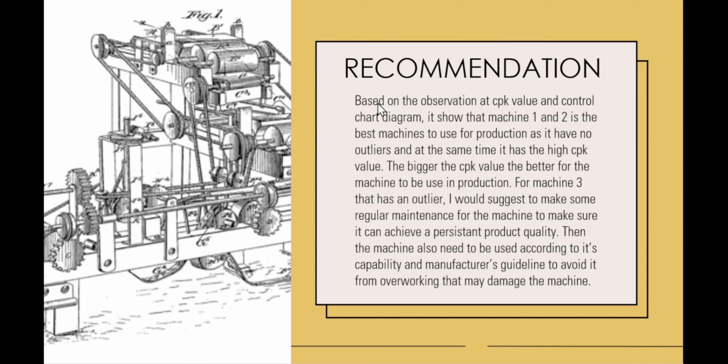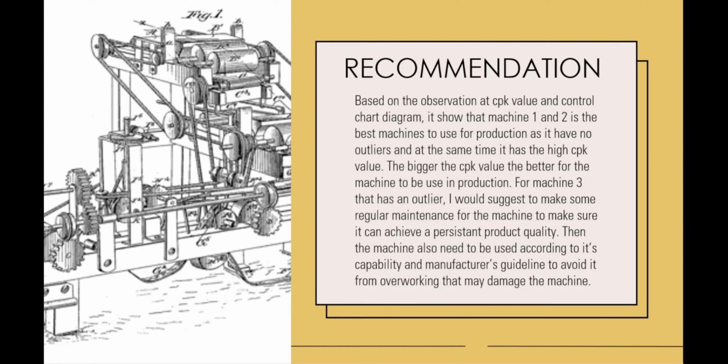My recommendation, based on the observation of the CPK value and control chart diagram, is that machine 1 and 2 are the best machines to use for production as they have no outliers. At the same time, they have high CPK values. The bigger the CPK value, the better for the machine to be used in production.